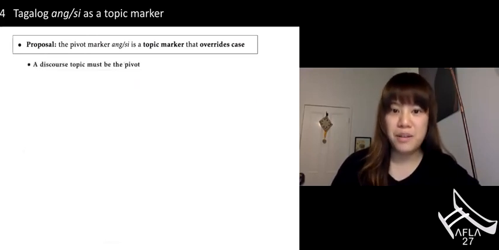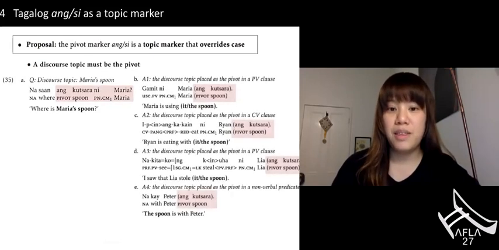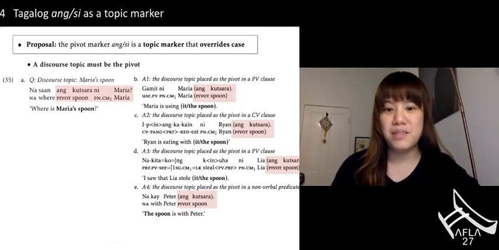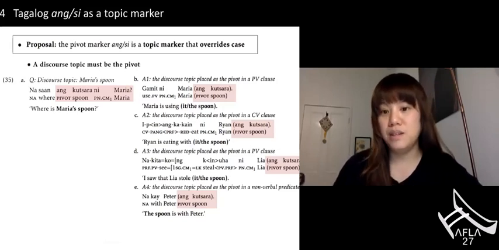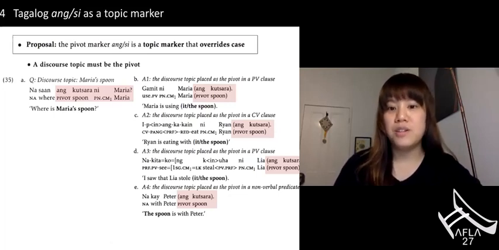So just like some other Austronesian-type languages, in Tagalog a discourse topic must be pivot marked. So in a question-answer sequence like in 35, if you ask where is Maria's spoon, with a clear discourse topic, then all four possible answers given by my informant have the discourse topic placed in pivot status. And it doesn't matter which voice is used; as long as this pivot requirement is satisfied, the sentence is considered acceptable. So this suggests a tight relationship between pivot placement and topichood.